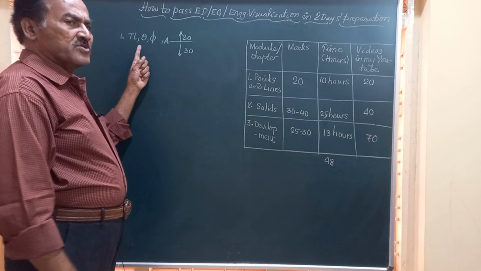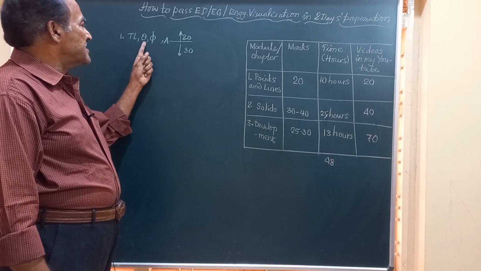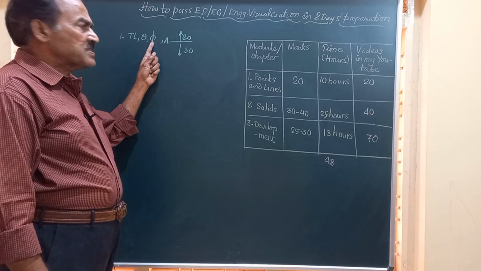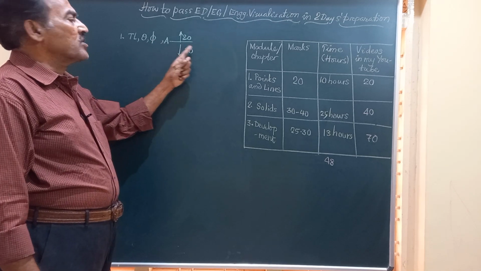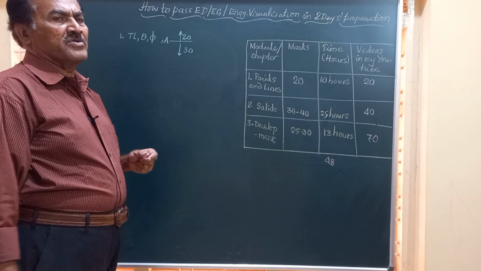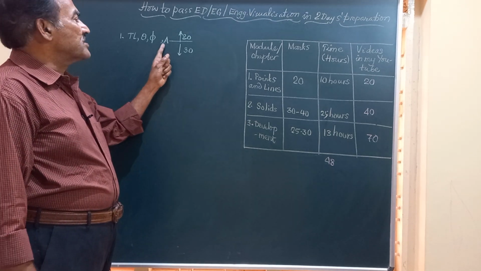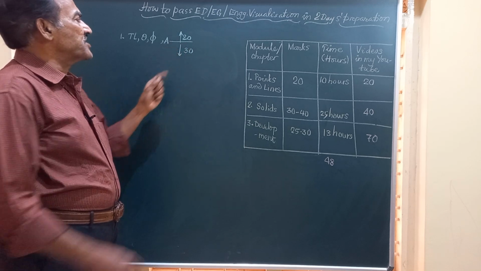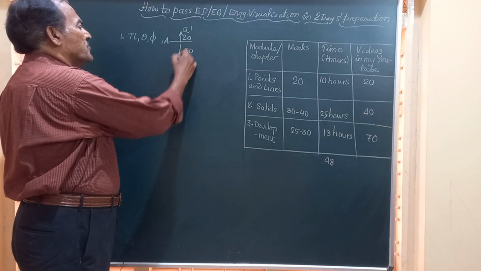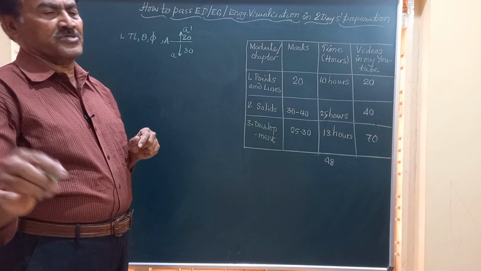So they will give you the true length, the angle made by the line with the HP, that is theta, the angle made by the line with the VP, that is phi, and one of the endpoints, either A or B. You have to start the solution by marking A dash and A, the front view and top view of this. This is one of the very important questions.